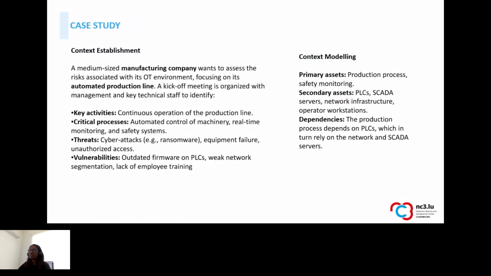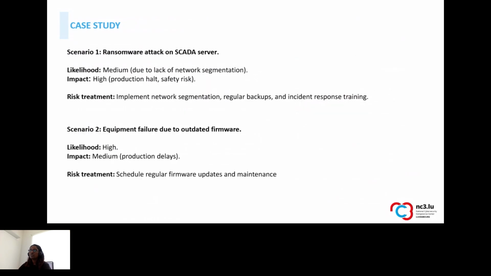Then I've also given examples for assets. So what are the primary assets? What could be the secondary assets? What is the dependency? And then I've also included one scenario where we say, okay, there's a ransomware attack on the SCADA server. What is the likelihood of this happening? What could be the impact? And what is the risk treatment? So this gives an initial idea of how this can be done.